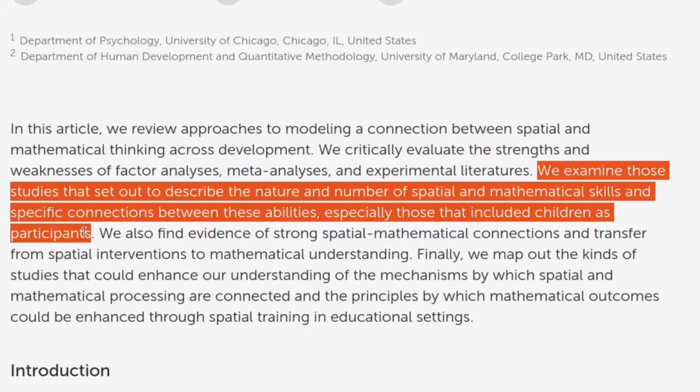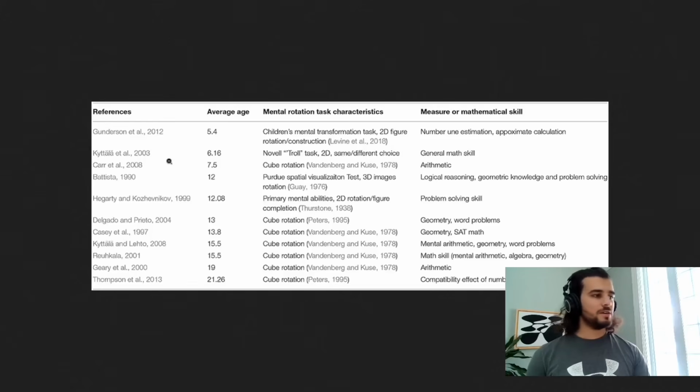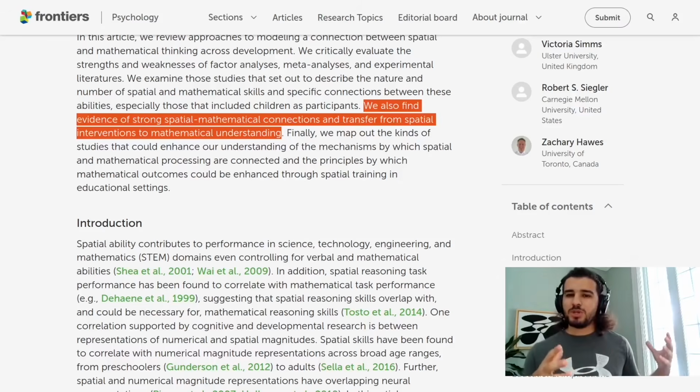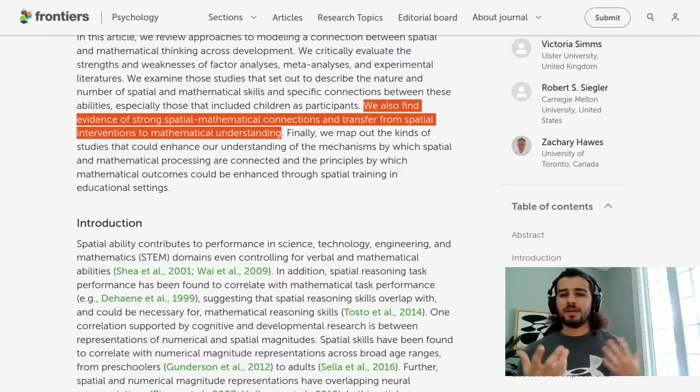There seems to be a deep link between spatial ability and mathematical ability across a whole range of age groups. If you look over here, they've done a bunch of meta-reviews of different papers. Here the average ages were 5, 6, 12, 19, 21. And then they measured math skills of different sorts. One of the interesting conclusions of this paper is this one. The authors said, we also find evidence of strong spatial-mathematical connection and transfer from spatial intervention to mathematical understanding. Spatial ability and math are related in their cognitive processes in some sort of way.